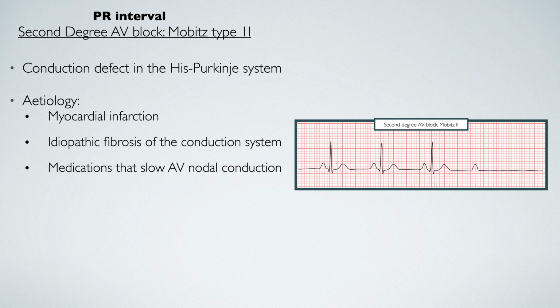Mobitz 2 does carry some risk depending on the frequency of dropped beats. If they are very frequent, the patient may experience syncopal episodes. Temporary pacing is usually required for patients with a 2-to-1 or 3-to-1 block. The image here represents a 3-to-1 block where 3 impulses are conducted to the ventricles to produce a QRS complex and 1 is not.